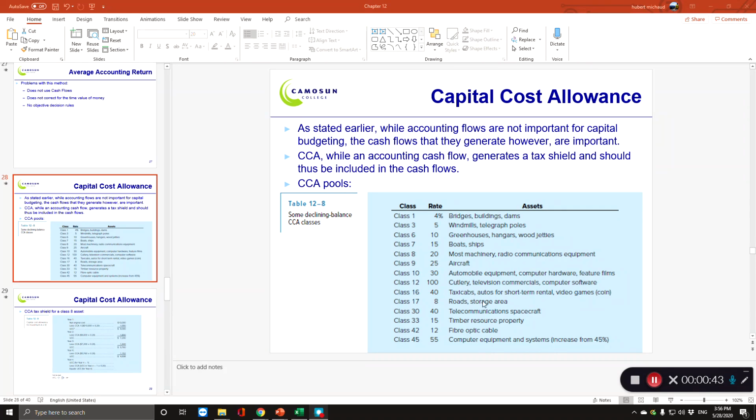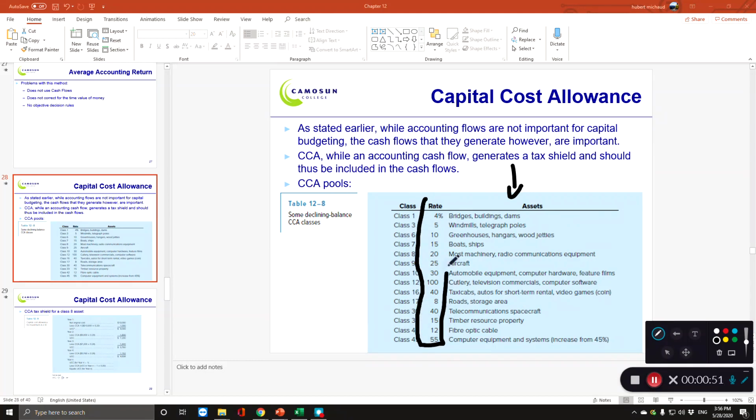I put a table here that you can see that talks about the different asset classes and at which rate you can amortize these asset classes: 4%, 5%, 10%. We don't care, right? When we make financial decisions like that, we don't care about the accounting cash flows, but we do care about accounting cash flows when they generate real cash flows. And this amortization does generate a real cash flow.